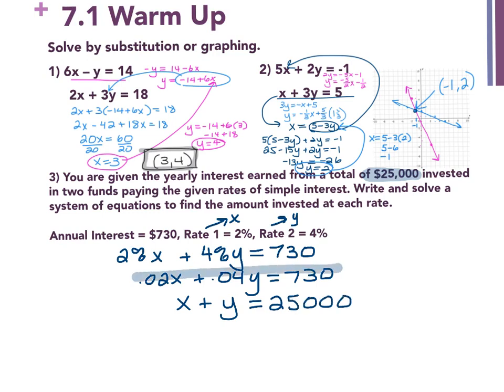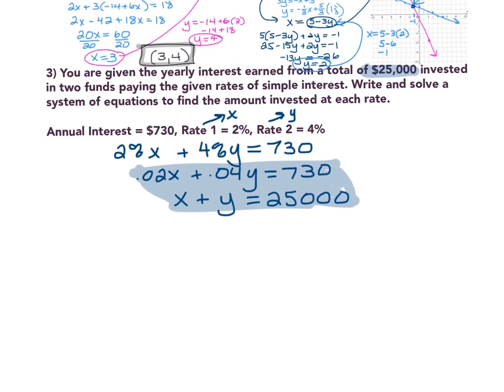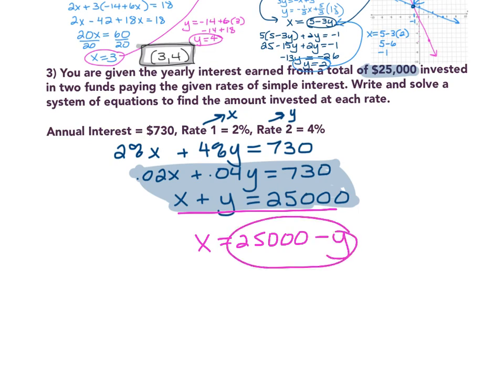So now I've got my system with these two here. Instead of graphing it, we're going to use substitution. So I can solve this bottom one. I can say x equals 25,000 minus y. And then I can take this and plug it in place of my x.